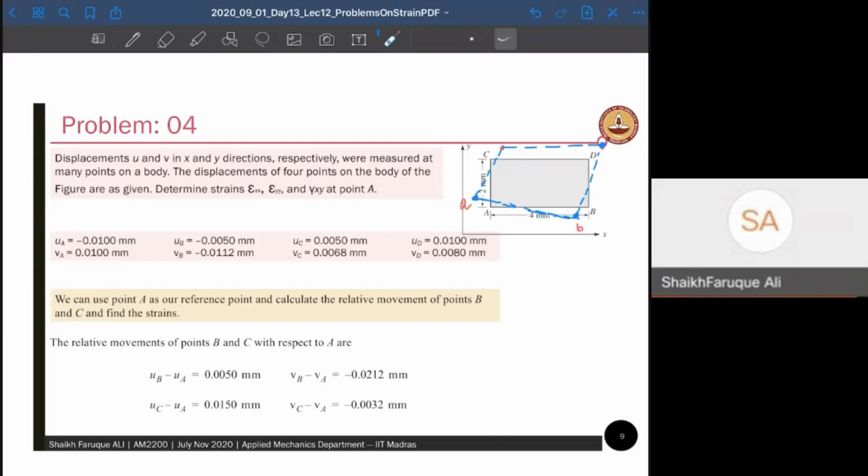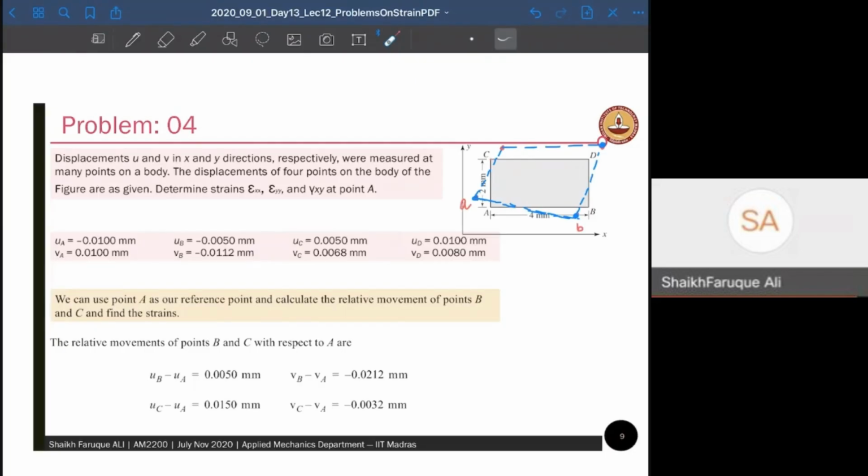We know that for finding the normal strain, you need to find a normal strain along X direction for a point A. At point A, so I need to see how much this length AB has increased or decreased along X, and that divided by the original length along X will give me strain along X. Then I need to find how this length AC has changed after deformation along Y. Once I know that, I can divide that with the length AC to get the strain along Y.